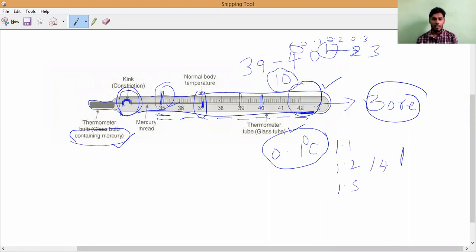In the middle we have one big line. You may notice it. What is that big line indicating? 0.5. That means 1.5. Do you understand or not? Yes, sir.